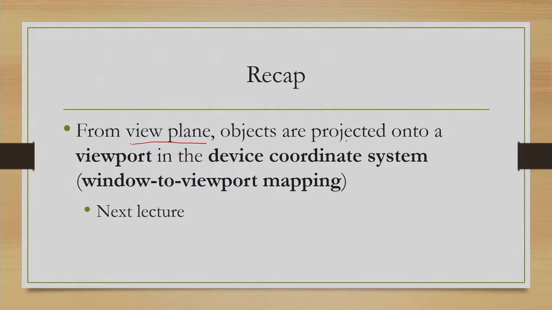we transform it to a description on the device coordinate system in a region called a viewport. This is called window to viewport mapping, where window refers to a region on the view plane, and this will be our next lecture subject matter. Today we are going to discuss the second stage, that is projection.